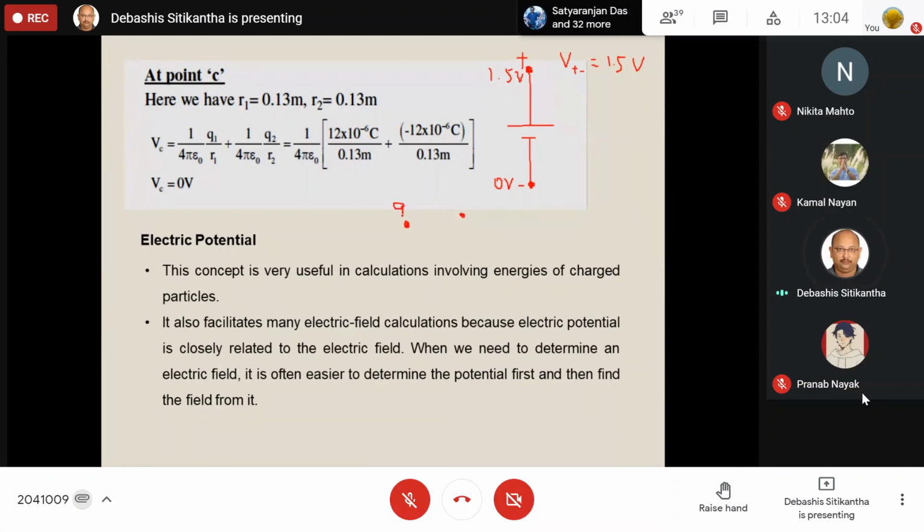Or suppose I am having, let us say, a positive charge somewhere in the space, and suppose I want to find what is the energy of this particle. Suppose let us say this is Q, and let us say this is Q0. Okay, so when I am interested to know the energy of this electric charge, then first I have to calculate the electric potential. Once I know the potential at the point P for this Q0, then obviously I can also calculate the electric potential energy at the point P.